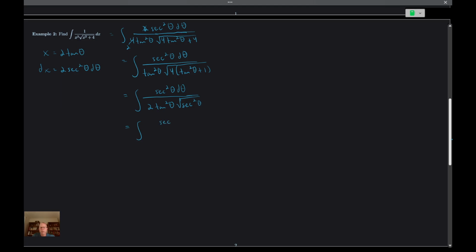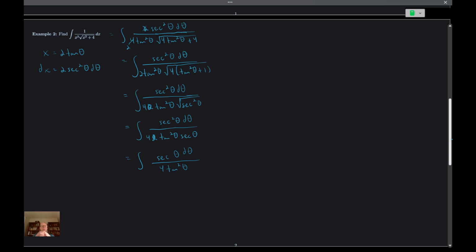All right, so we have secant squared theta and d theta on top, and then we have 2 tangent squared theta times secant theta. Okay, so secant squared and secant, we're just going to have a secant on top. I lost a 2. Yeah, there should be a 2 there. And then that 2 comes out, so this is a 4, and then this is a 4. I thought I was losing that. Okay. So secant squared over secant, we have secant theta d theta, and then we have 4 tangent squared theta.